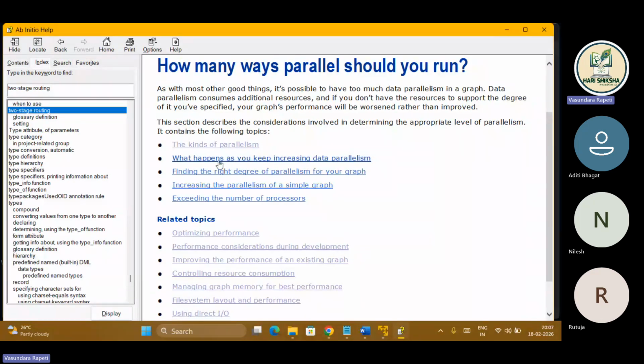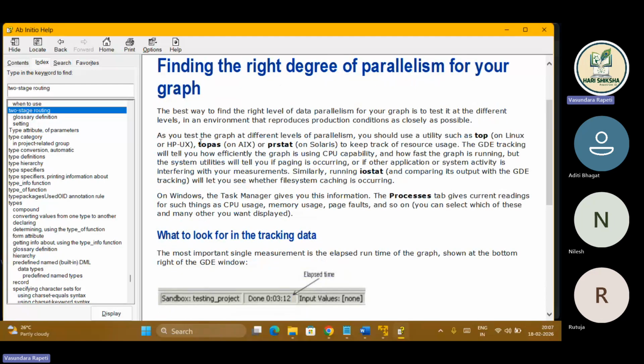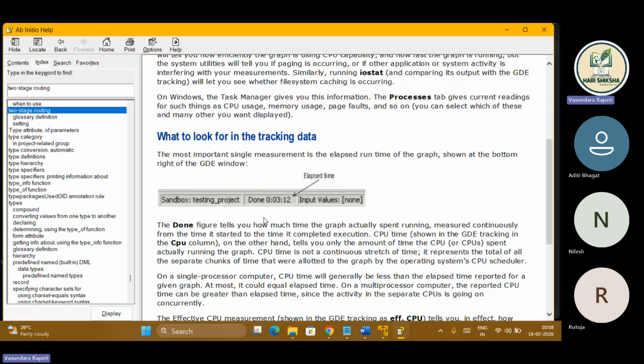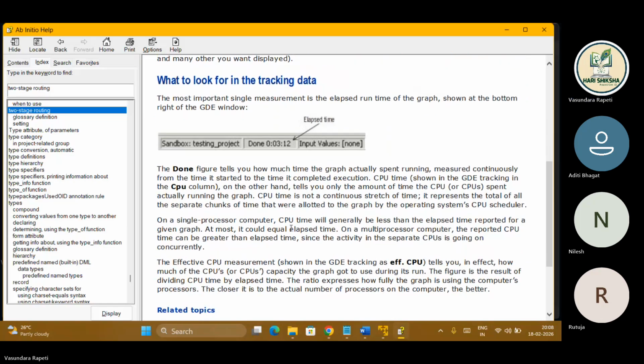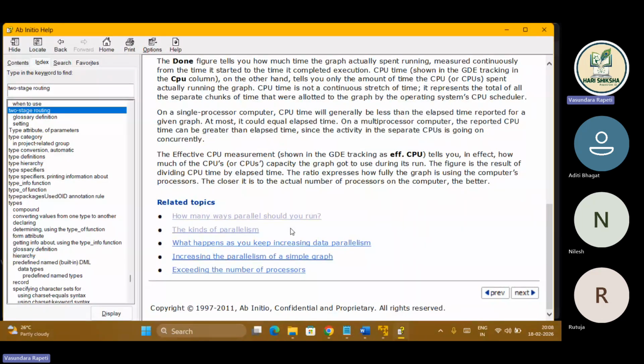The kind of parallelism: what happens as you keep increasing the data parallelism? Find the right degree of parallelism, increasing the parallelism of a graph, exceeding the number of processors. Yeah, right degree of parallelism. So for different operating systems like Solaris, AIX, HPUX, right, there are different processors, and based on that you can look at tracking data for CPU usage and all effectively.